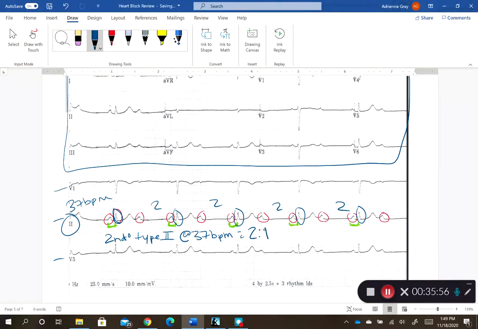It's impossible for this to be a third degree heart block because my PR interval remains the same. So there still is communication between the atria and the ventricle. It's just that every other signal is getting blocked.